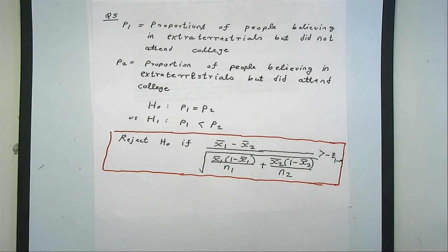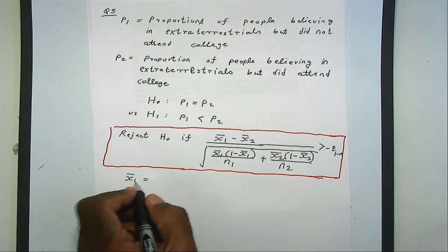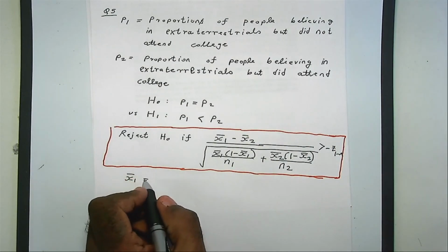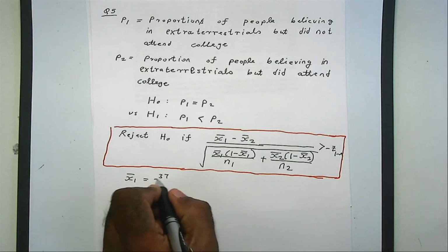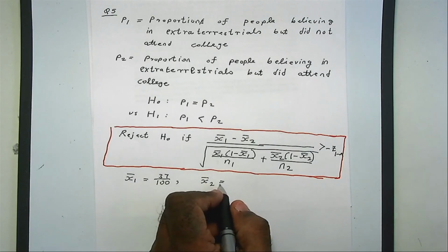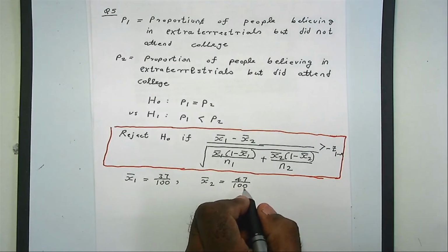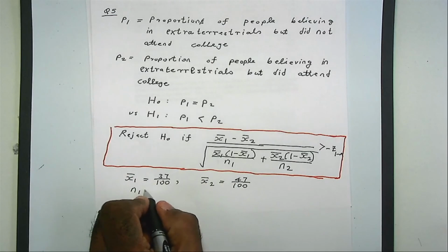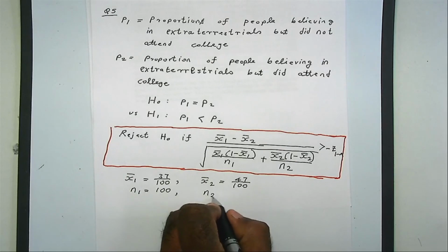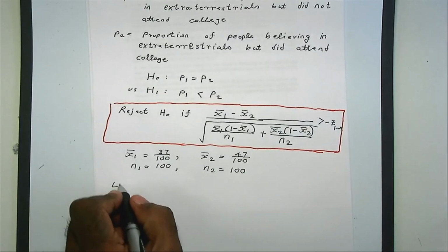Before I do that, let me write down what is given to us. X bar 1 is the sample proportion corresponding to the first population, given as 37 by 100. X bar 2 is the sample proportion corresponding to the second population, given as this. N1 is the sample size for the first population, and N2 for the second. They are both the same. Now let's compute the left-hand side.